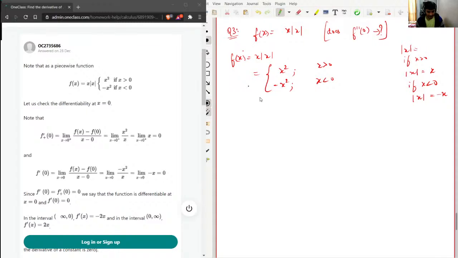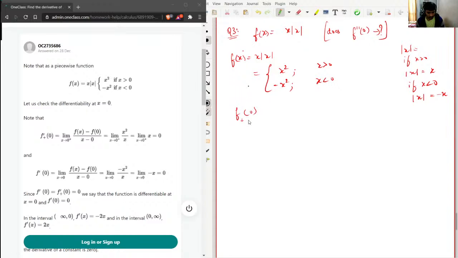Now we are going to find the derivative. So for this derivative, what we'll do is we'll go for the limits condition. First we'll go from the right hand side and then we'll go from the left hand side. So they are coming from the right hand side and then they are converging from the left hand side. So I'll just go with that.